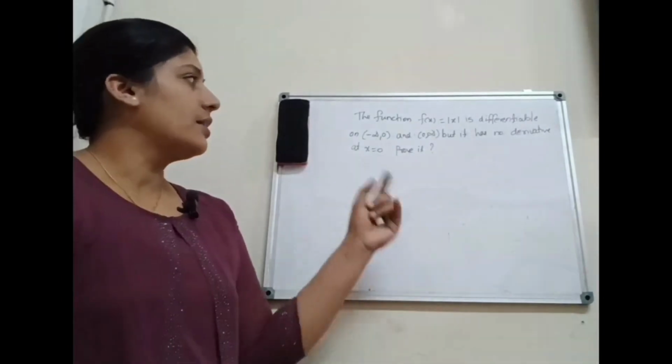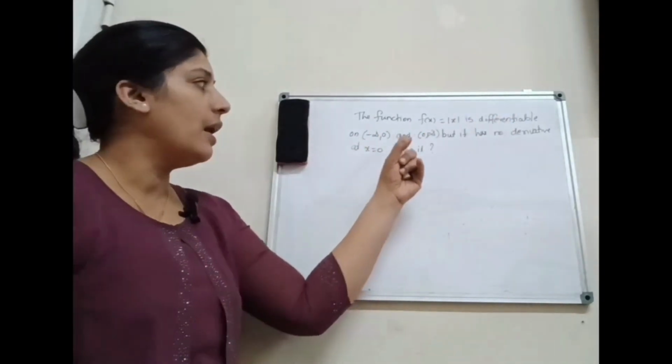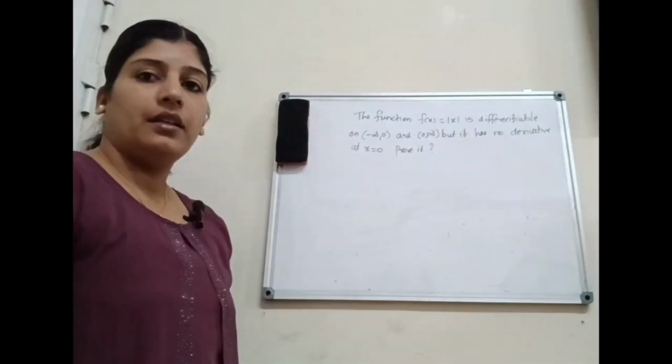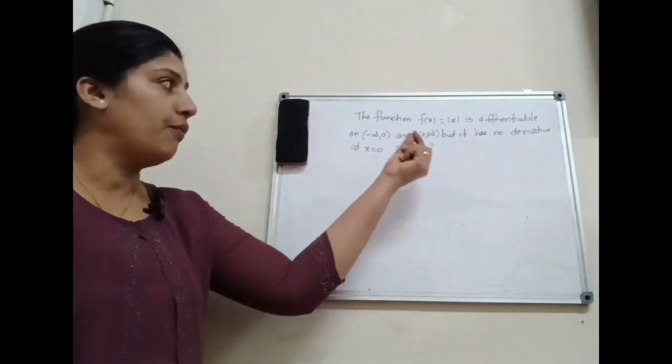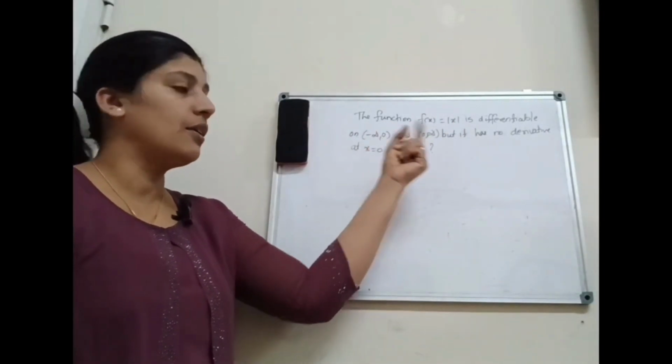Next question. Consider the function f(x) equal to mod x. It is differentiable on (minus infinity, 0) and (0, infinity), but it has no derivative at x equal to 0. Prove it. Here, the given function is f(x) equal to mod x. First, we have to find out whether the given function f(x) equal to mod x is differentiable on the intervals (minus infinity, 0) and (0, infinity).